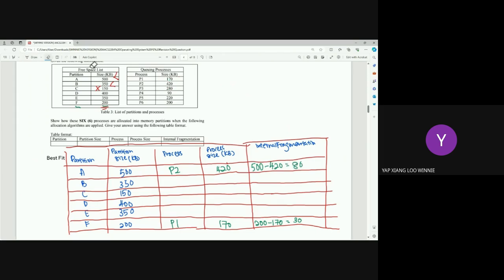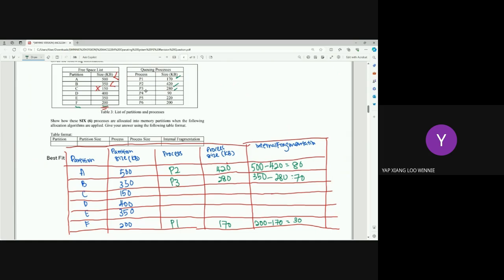Move on to process 3, which is 280. So you see over here 350, 400, 150, 350. Which one gives you the least fragmentation? For here the answer will be 350. You see B and E, both are 350. Which one should you put? Actually, it doesn't matter, but in my practice, I will put it into B. P3, 280, and then 350 minus 280 will be 70. Okay, now P3 is done.